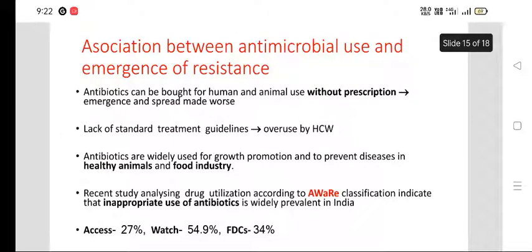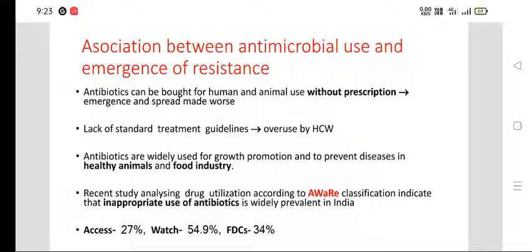Now, what is the association between antimicrobial use and emergence of resistance? Antibiotics can be bought for human and animal use without prescription. You can directly buy the medicines without prescription, just like OTC, over the counter drugs. You just go to the pharmacy and ask for any antibiotic, and you will get it. That may lead to the emergence of resistance and disease spread. It will worsen day by day.